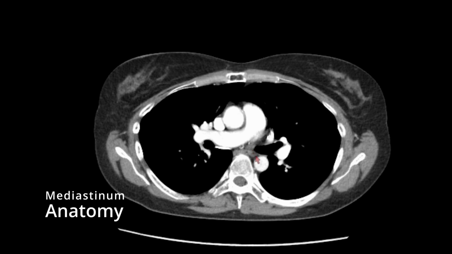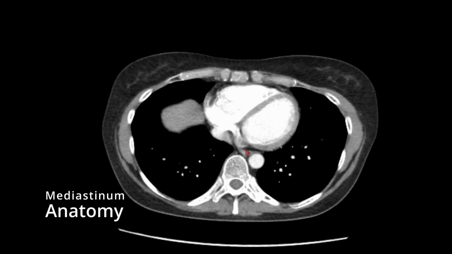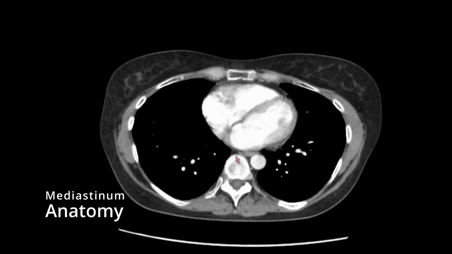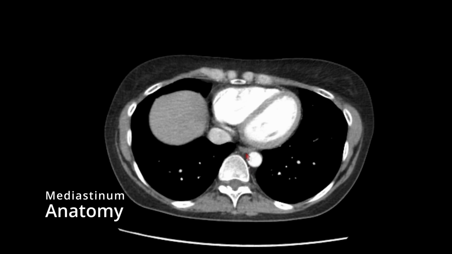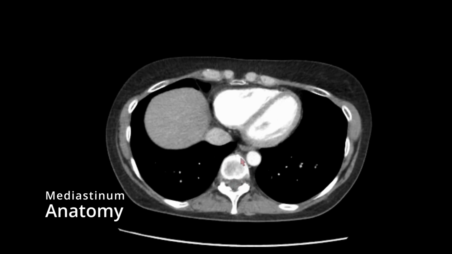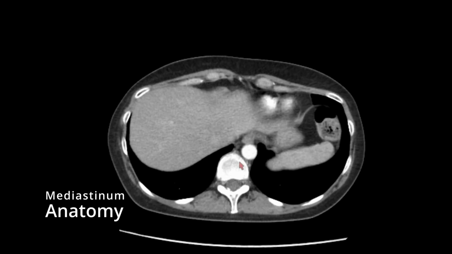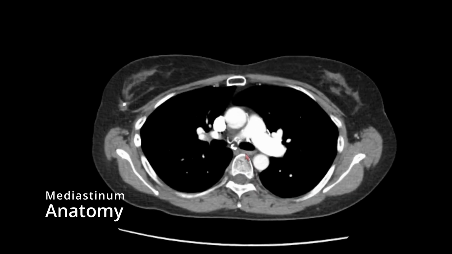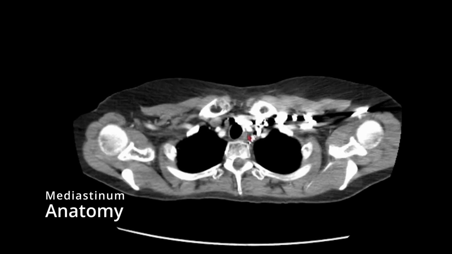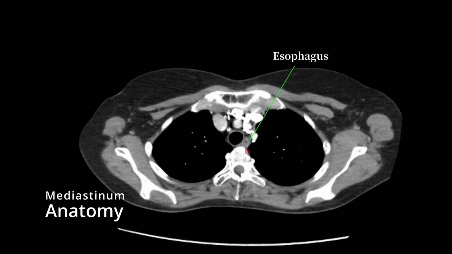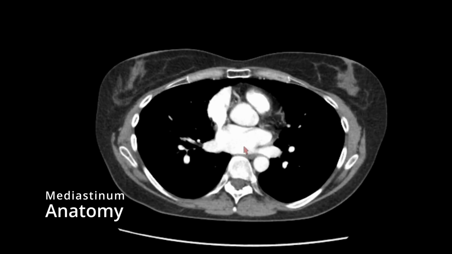Moving posteriorly, posterior to the pericardium, we enter the posterior mediastinum. This region consists of structures such as the spine, the paraspinal nerves, and the esophagus right here. That's the esophagus. It is collapsed right there. When dealing with a posterior mediastinal mass, neurogenic tumors are the most common differential diagnosis.